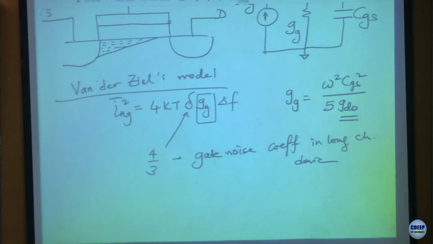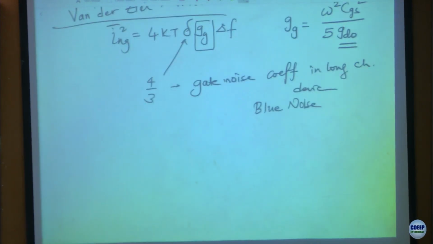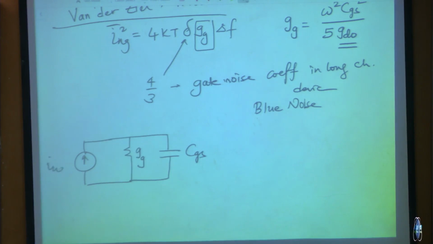Since this has omega square, this noise increases with frequency, and it's also called blue noise. Now let's do some calculations. If you look at this model, this is CGS, this is your GG, and this is our ING square.